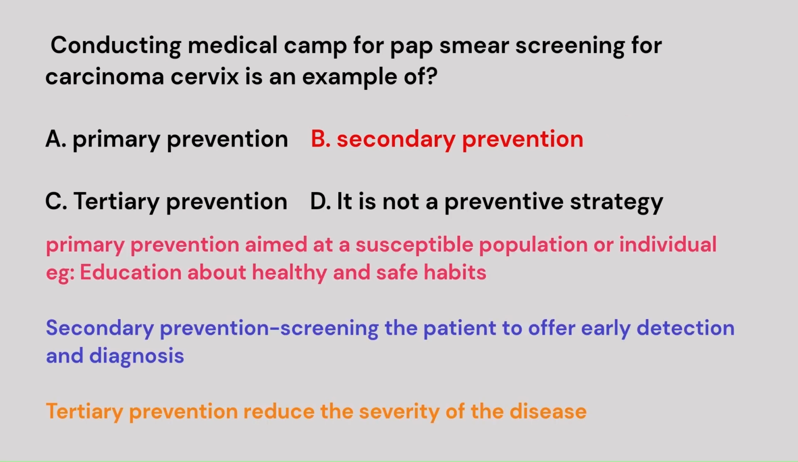Primary prevention is aimed at a susceptible population or individual, for example, education about healthy and safe habits. Secondary prevention is screening the patient to offer early detection and diagnosis. Tertiary prevention is to reduce the severity of the disease.